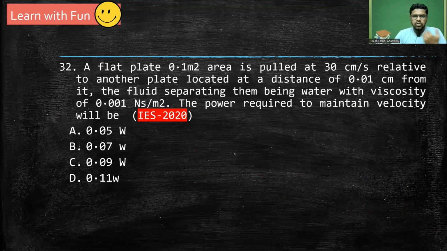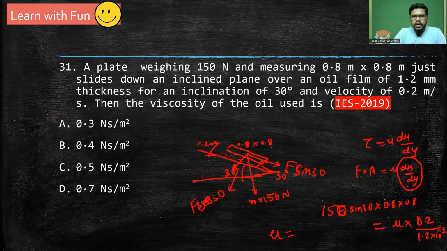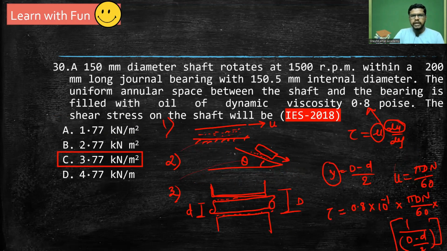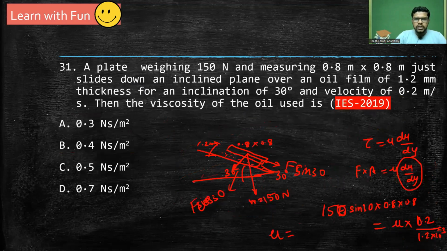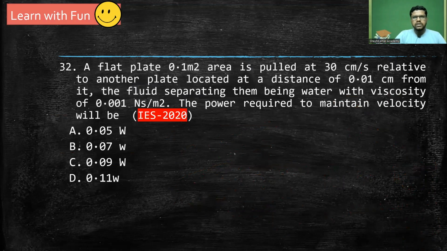So I will just go back by 2 slides. Here I have explained all the cases on which probably the numerical will be asked in the examination. The first one is related to the plate. One is fixed and the other is moving, and both are separated by the viscous fluid. The second case is on an inclined plane, and the third one is the shaft. The shaft is rotating inside the bearing. So the question that we are dealing with is based on the moving plate.